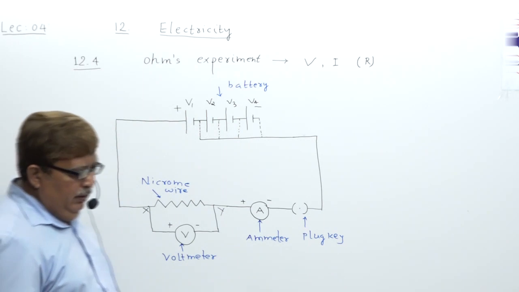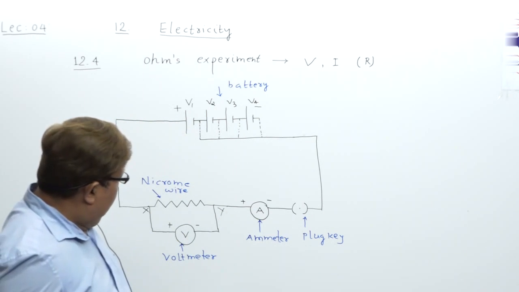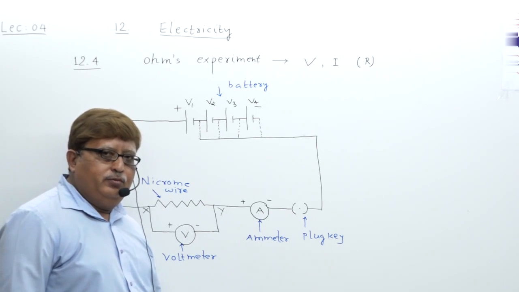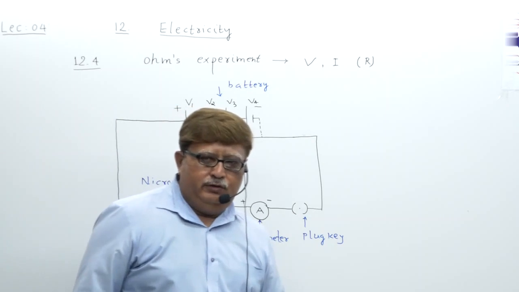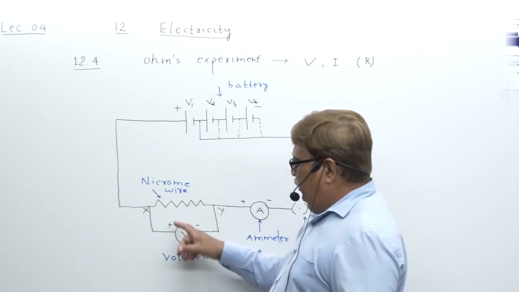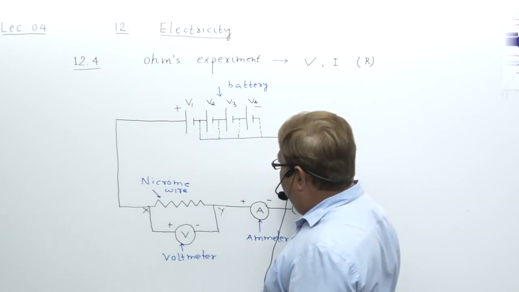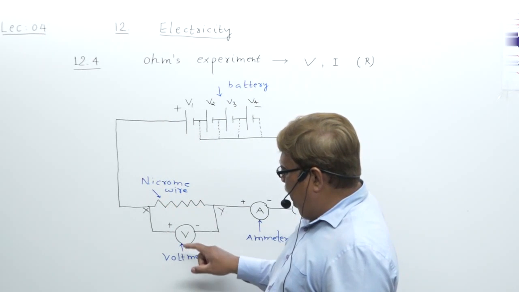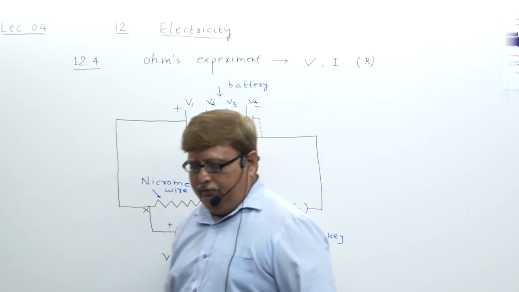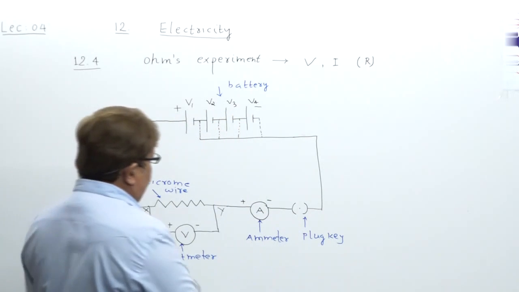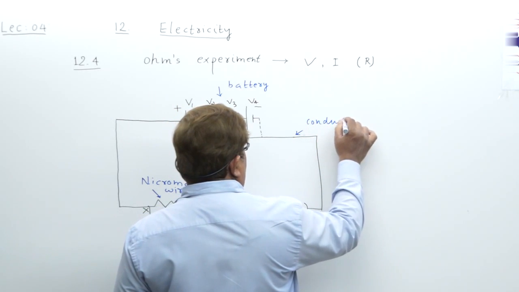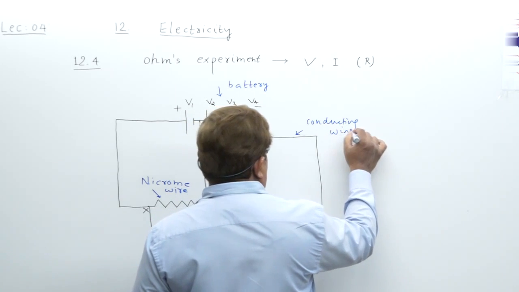This is the electric circuit we have to design to perform Ohm's experiment. How many devices, means how many apparatus, we require to perform Ohm's experiment? This is the conducting wire already. Conducting wire, nichrome wire, voltmeter, ammeter, plug key, and battery, as you know. Understand? This is actually the conducting wire. That also we have to mention, conducting wire. Okay.